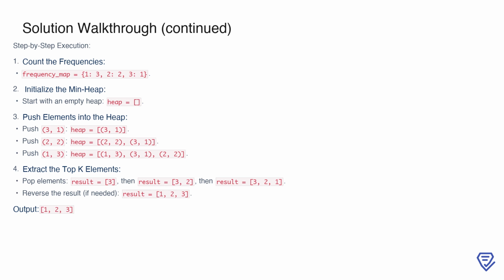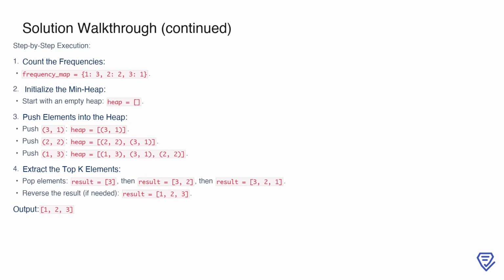First, (3, 1) is pushed, so the heap becomes (3, 1). Next, (2, 2) is added, resulting in (2, 2), (3, 1). Finally, (1, 3) is pushed, making the heap (1, 3), (3, 1), (2, 2).